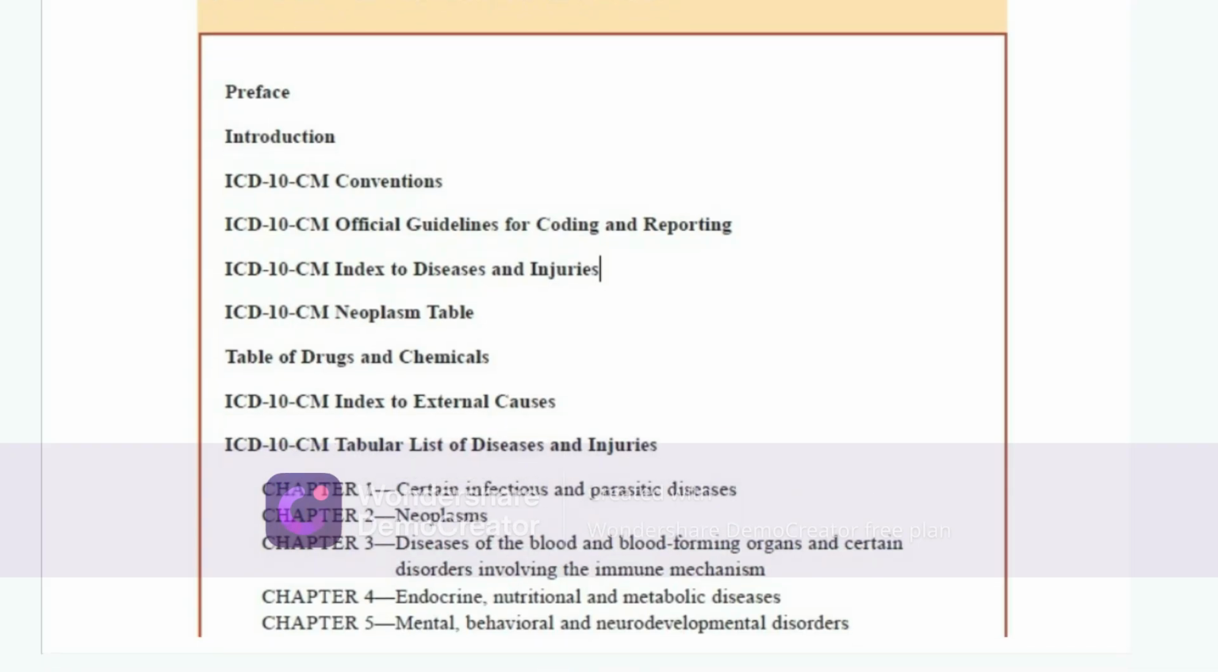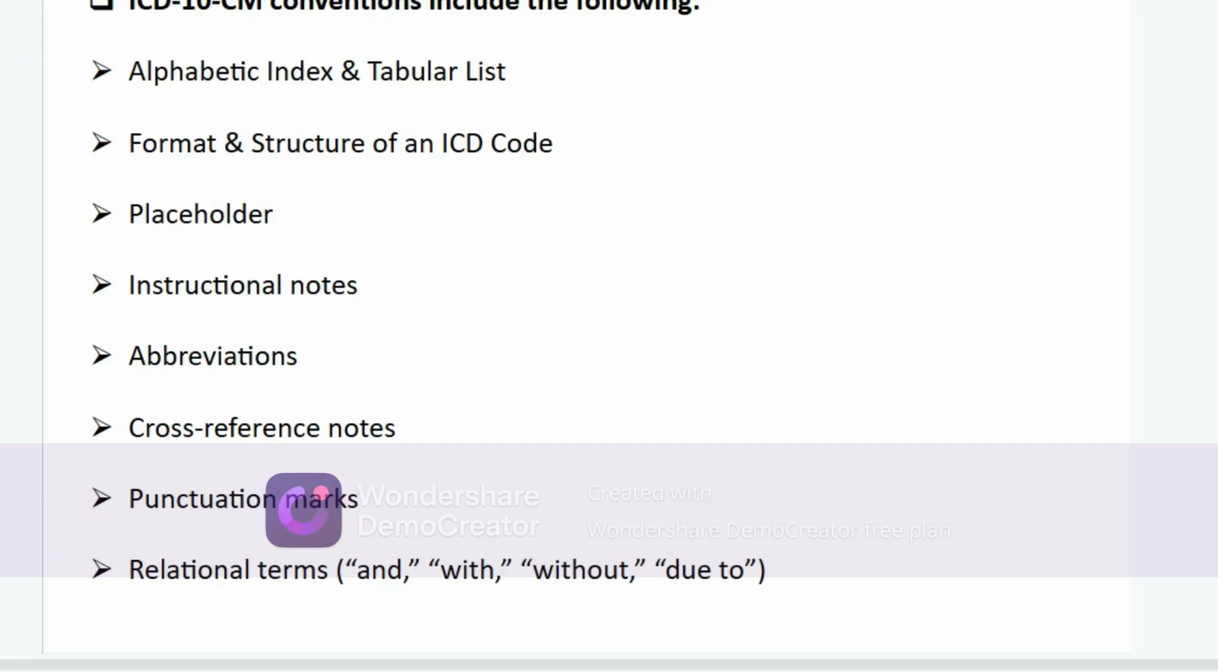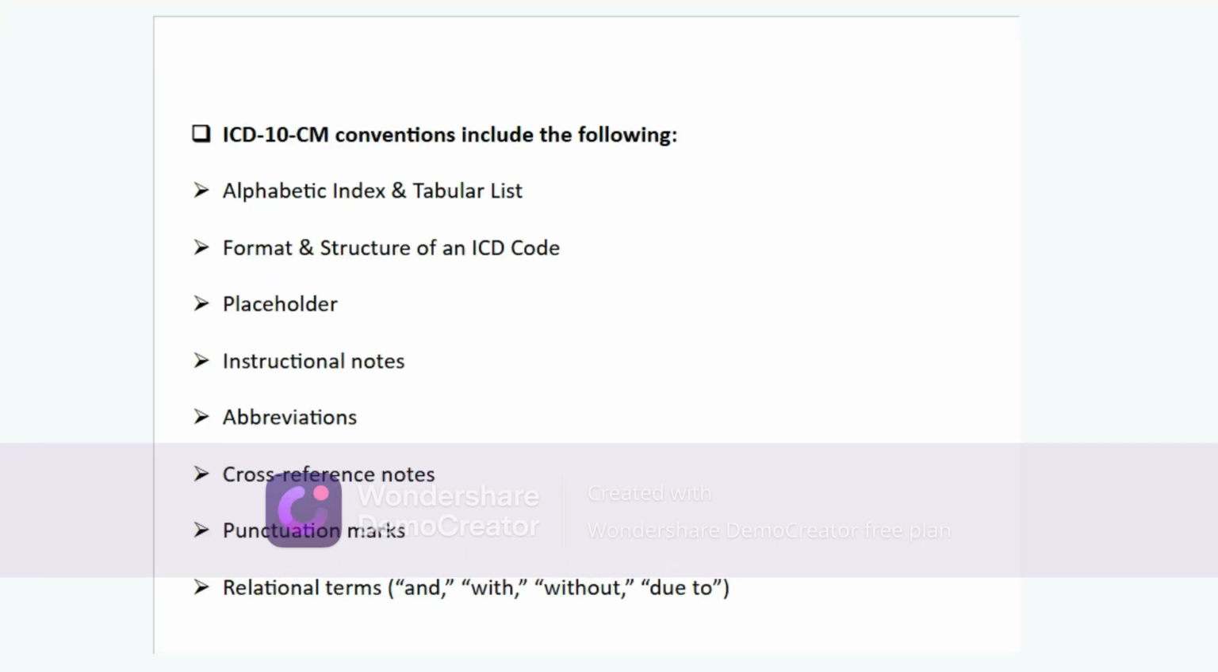Chapter 1 is certain infectious and parasitic diseases, as we discussed, Chapter 2 and all those things. So let's move to the next slide. ICD-10-CM conventions include the following: alphabetic index, tabular list, format and structure, the ICD-10 placeholder, instruction notes, abbreviations, cross-reference notes, punctuation marks, related terms, and with, without, due to. We'll discuss all these points.